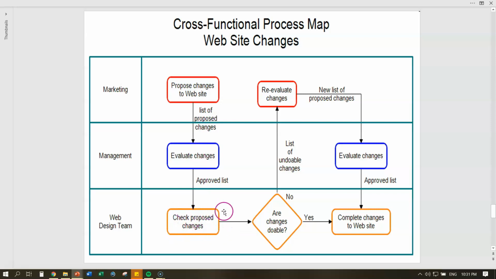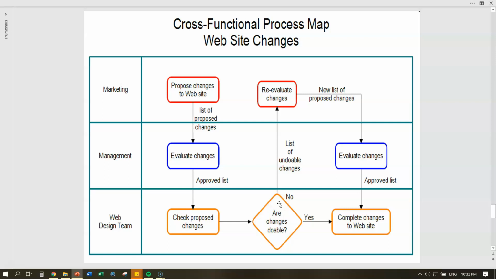Web design team ni lah yang akan ubah maklumat yang ada dekat dalam website tu mengikut yang diminta oleh marketing team. So bila dia check, dia akan identify pula kat sini. Ni adalah decision. Bentuk yang diamond ni bentuk decision. Are changes doable? Kalau doable, boleh change. Kalau not doable, mungkin pukul 12 tengah malam tu ada maintenance ke dan sebagainya, ataupun adalah benda-benda yang macam tak apa logik dan sebagainya.